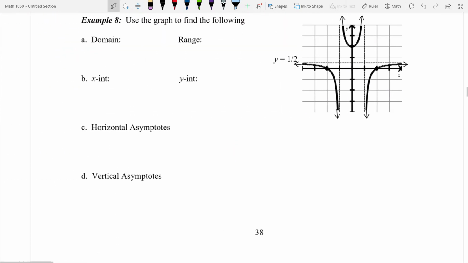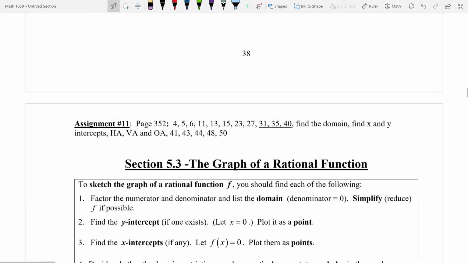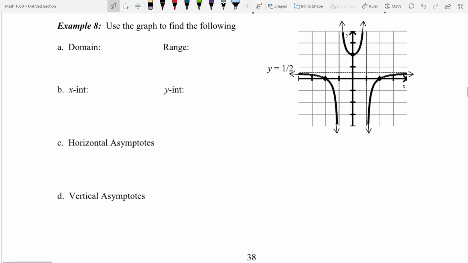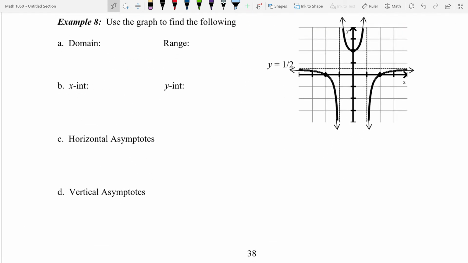Okay? Okay. Question 8, and then we're done. I don't think you're ever going to see this. Just so you know. Okay? Find the domain.